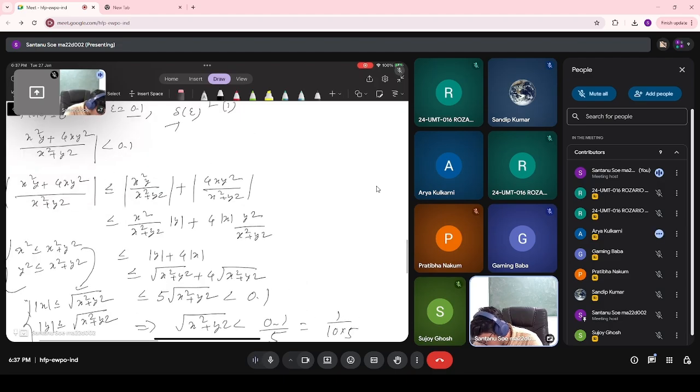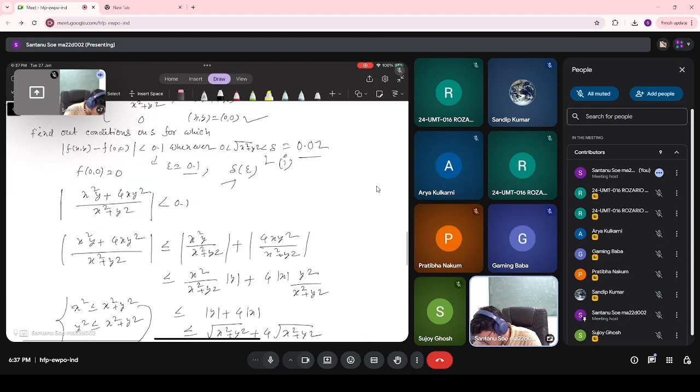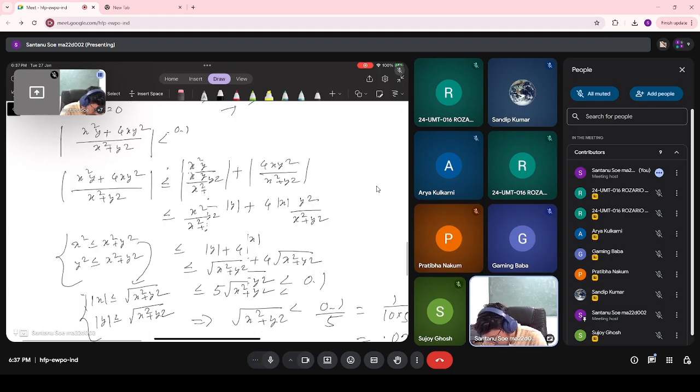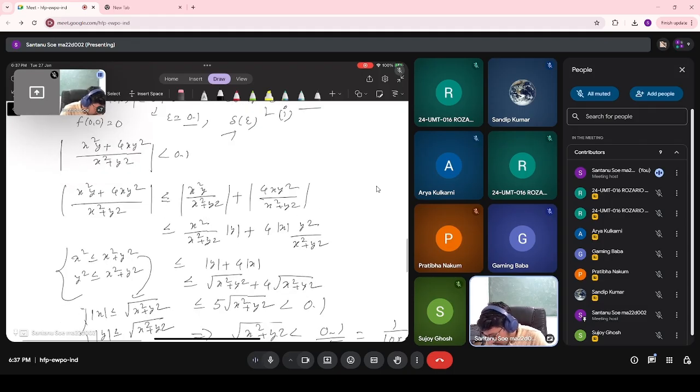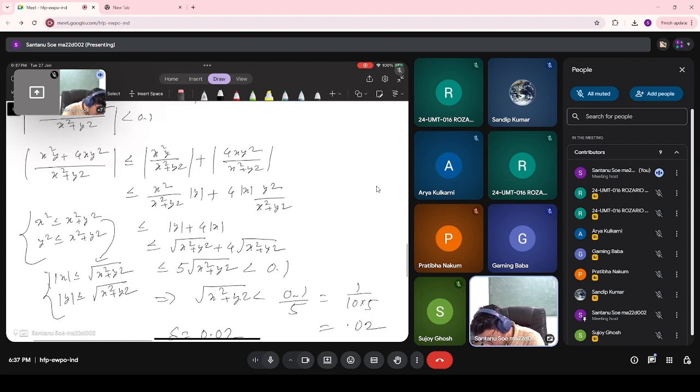And then they have asked the question that when |f(x,y) minus f(0,0)| is less than 0.1, you find out the values of delta such that the square root of x square plus y square is less than delta. So now you just make it less than 0.1, because that's what we are doing here, right? We are just calculating this one, f(x,y) minus f(0,0). Now we have to show that this is less than 0.1.